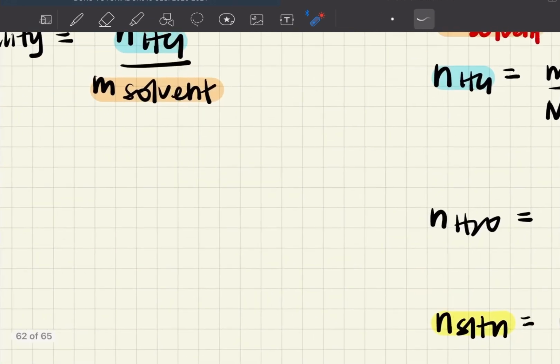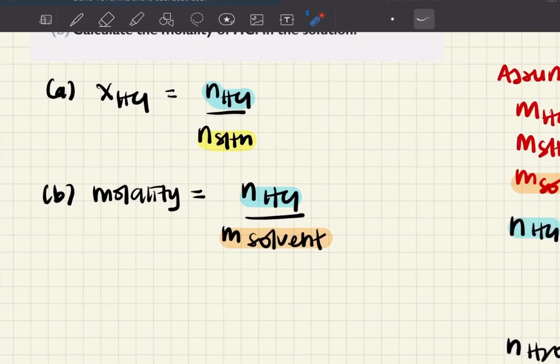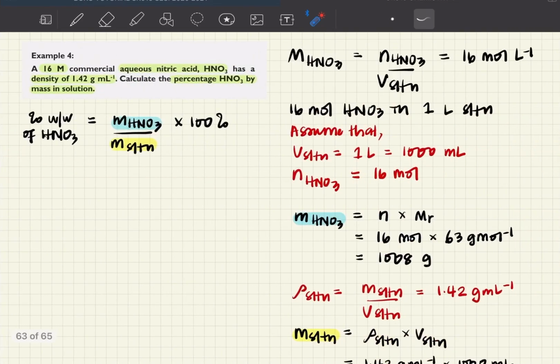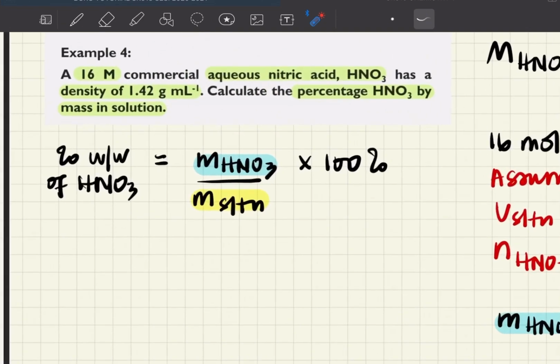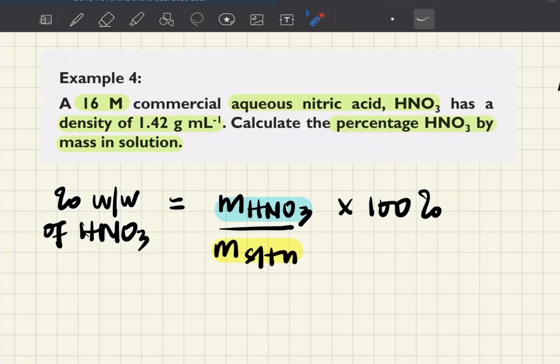Okay, so dah dapat. So for molality pula, tadi kan kita dah assume kan the mass of your solvent. So ini pun just masuk je lah. Lepas tu terus dapat molality. Ya Allah, senangnya hidup bila kita dah tahu rahsia untuk jawab soalan. Okay, next, example 4. Last example.